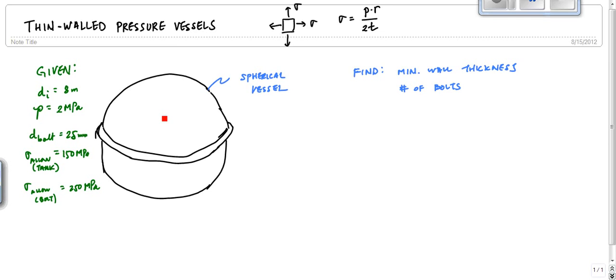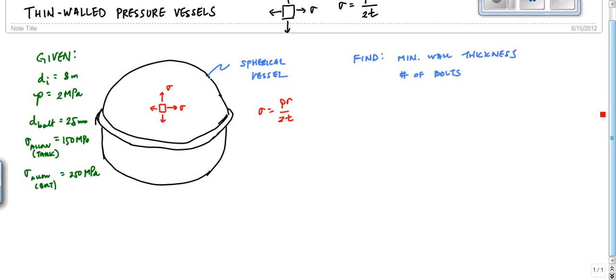If I were to look at any element in the wall due to the internal pressure, I get PR over 2T. This is my state of stress at any point, sigma, where sigma is PR over 2T here. T is the thickness of the wall, and R is the radius of the sphere. So let's look at the wall of the sphere.